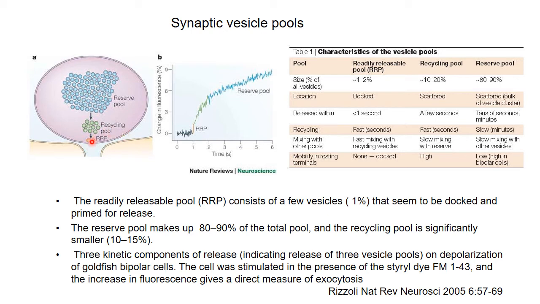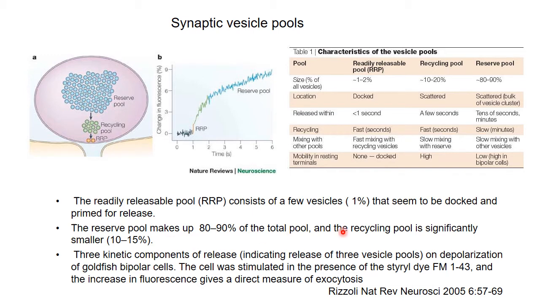One, a readily releasable pool, which will consist only of a few vesicles. It's around 1%. So these are the ones that are docked and primed to release. This is where the SNARE complex is already formed, and synaptotagmin is just waiting for the calcium to come and fuse with the membrane. So they're just a small percentage, and they are the ones that are going to be immediately used. So they're docked, they're released very quickly, and they're very quickly recycled.